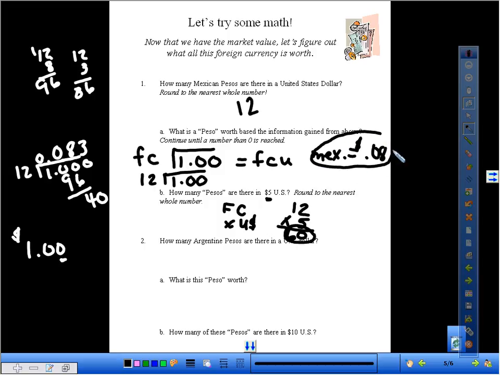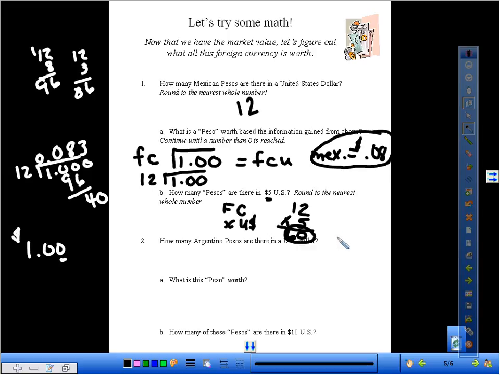Now, I'm not a math teacher, but I find that it's easier for me to see your answers if you help me by circling them. And notice I've worked out the math, so I'm going to get my full credit. I've done my division, my multiplication, and I've shown all those answers.